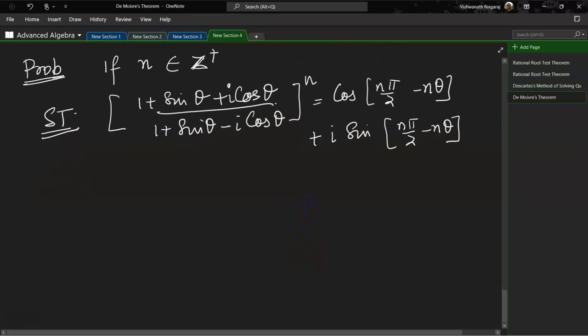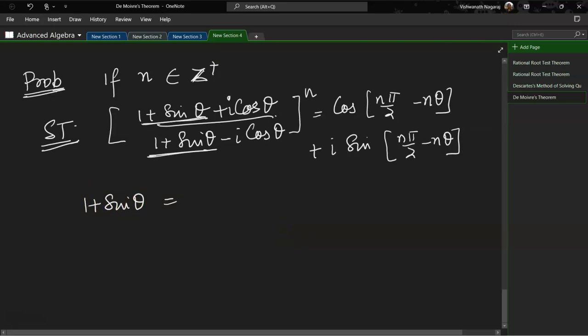Okay, let's begin. See, this is the real part, this is the imaginary part. So let's take 1 plus sin theta. Now, let's convert sin theta to cos theta. So what do we get? 1 plus cos (pi by 2 minus theta).